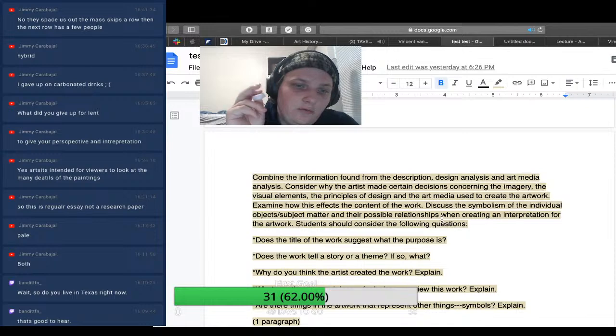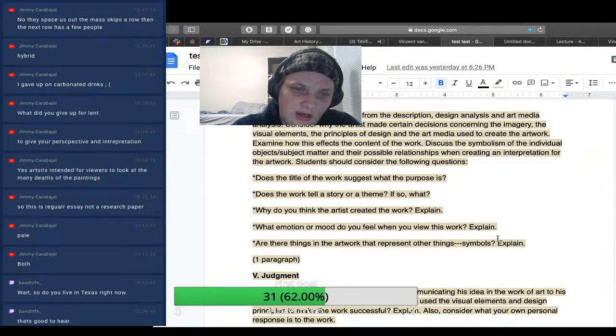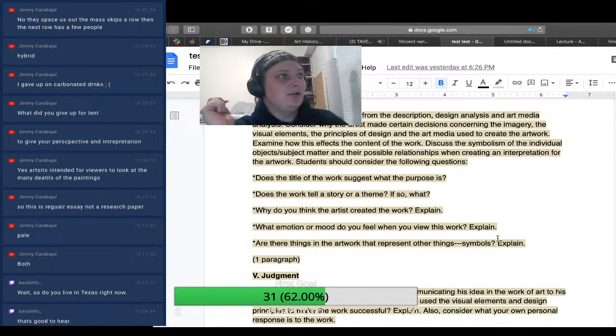Students should consider the following questions. Does the title of the work suggest what the purpose is? Does the work tell a story or a theme? If so, what? Why do you think the artist created the work? What emotion or mood do you feel when you view this work? What are 3 things in the artwork that represent other things? Symbols? Is there any symbols? Do you have any symbols, Chippy?